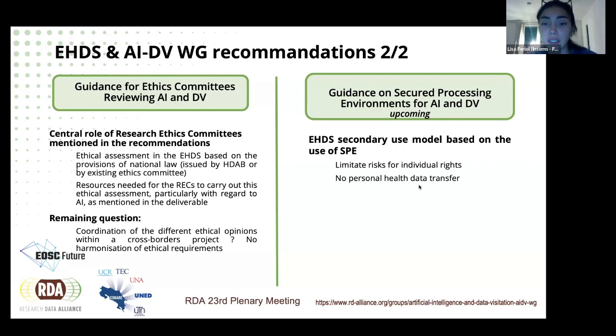And finally, on the upcoming deliverable recommending the use of secure processing environments for AI and data visitation, the EHDS has based its system of secondary use of health data on the use of a secure processing environment to limit the risks to individual rights.